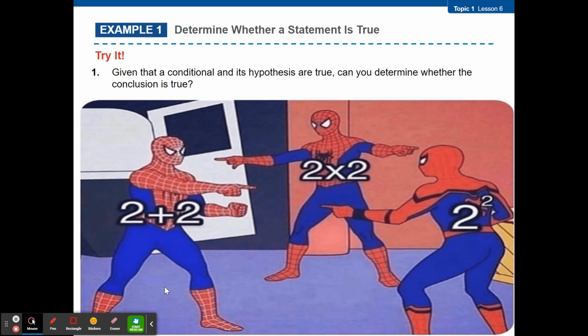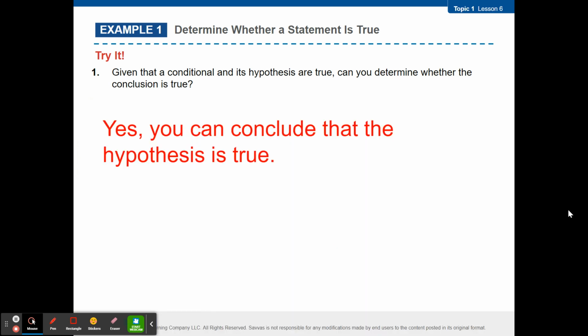It says, if the conditional and its hypothesis are true, what can you determine about the conclusion? Would that be true or would that be false? Yeah, it'd be true. So you can conclude that the conclusion is true given that information. All right, questions on that?